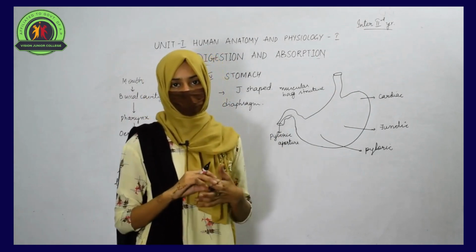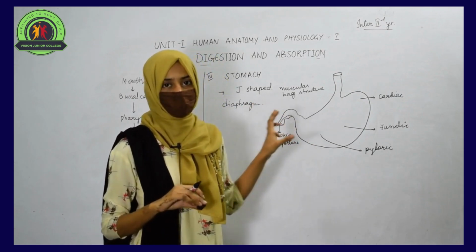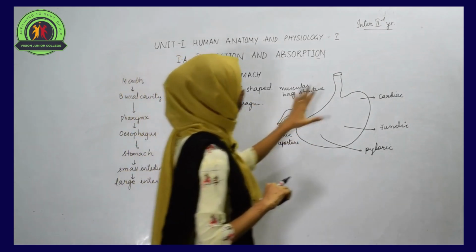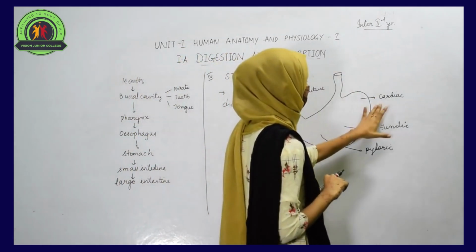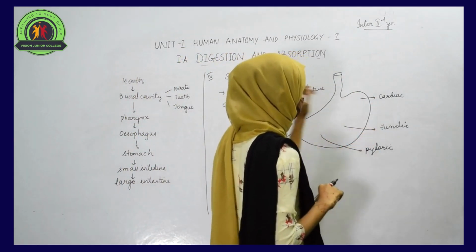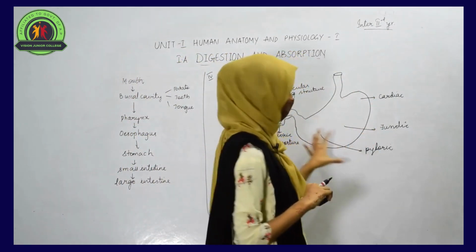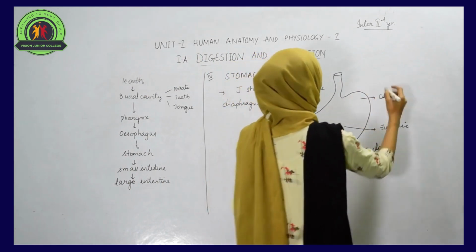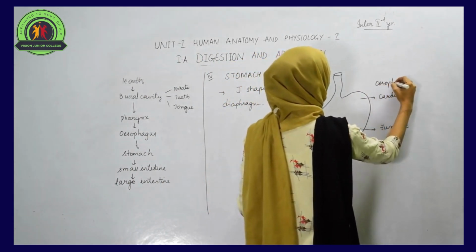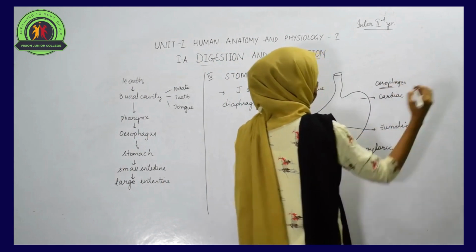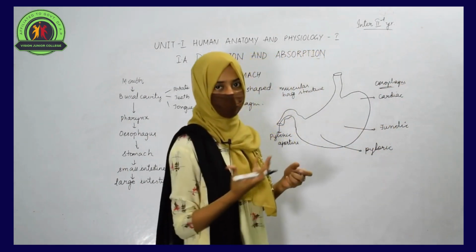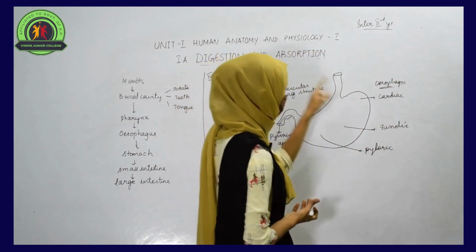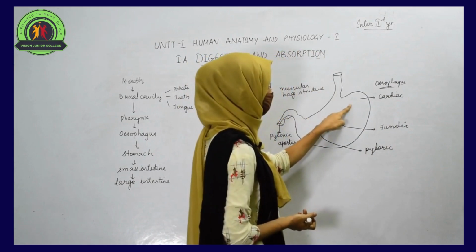When you see the structure of the stomach, it shows three regions. The first region is the cardiac region, the second one is the fundic portion, and the third portion is the pyloric portion. The cardiac portion is the portion in which the esophagus opens, and here we can also find the presence of some sphincter muscles that allow the opening of the esophagus in the cardiac region of the stomach.